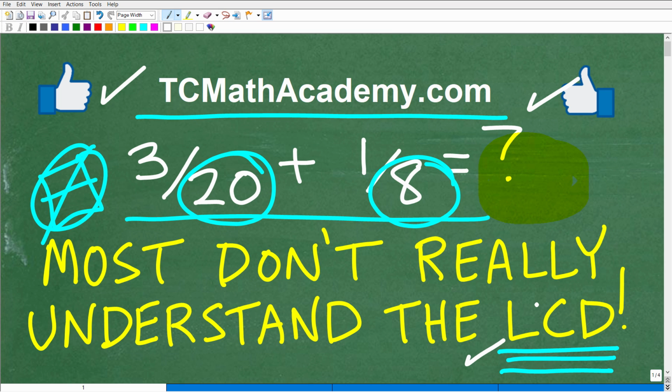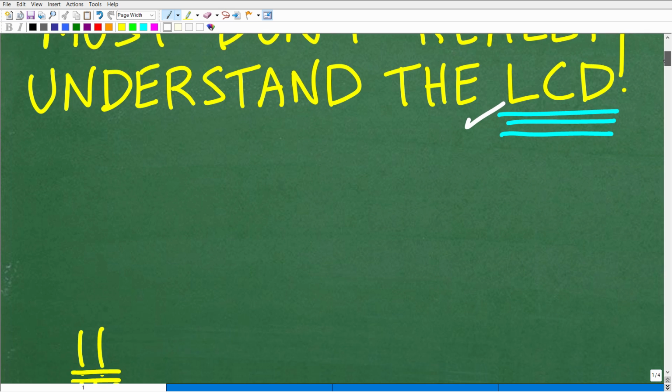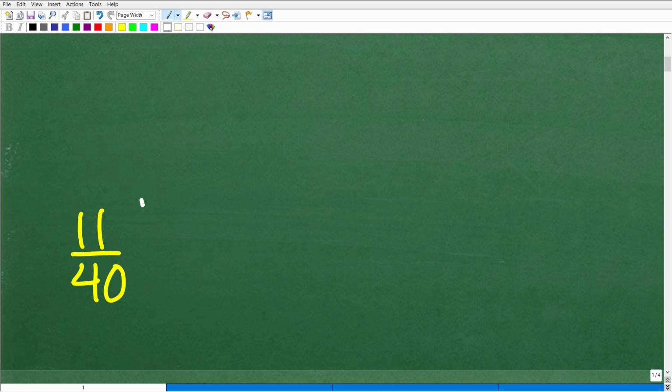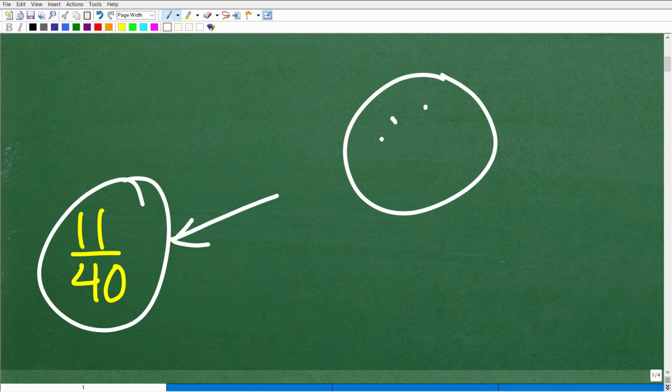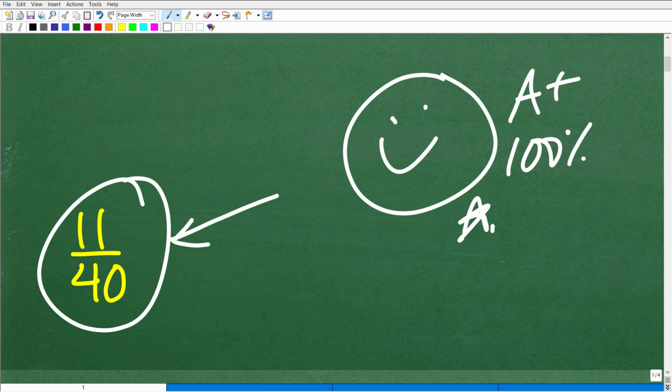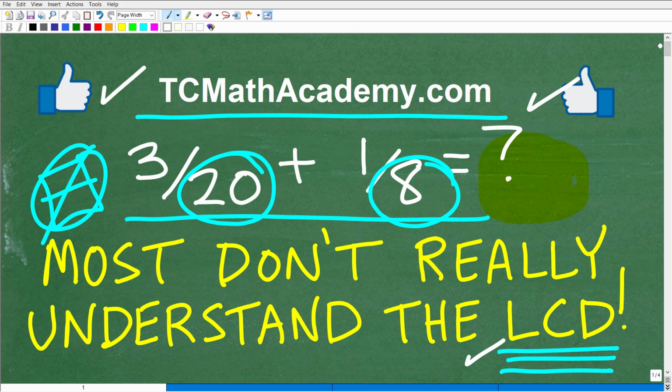But let's go ahead and see if you got the right answer. So 3/20 plus 1/8, what does this equal? Well, the correct answer is 11 over 40. All right, so how'd you do? Well, hopefully you got this right. And if that's the case, let's give you a nice little happy face, an A plus, a 100%, and multiple stars. So you can brag to your friends and family that indeed you are a certified professional expert in the area of adding fractions.